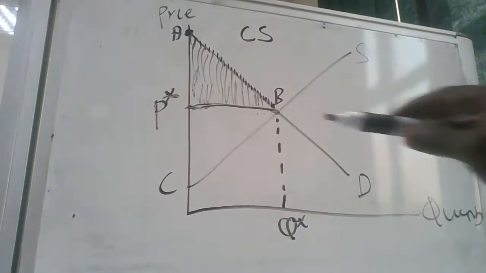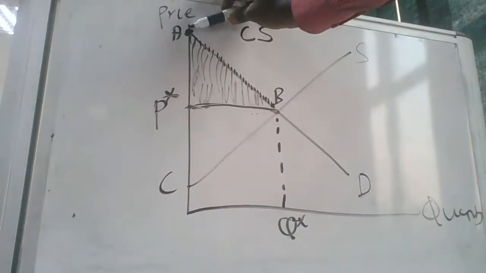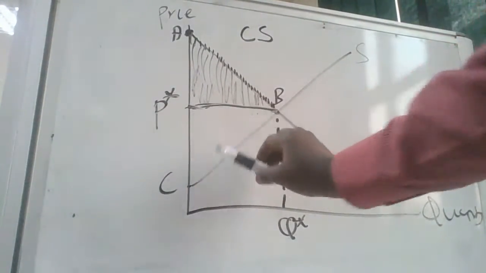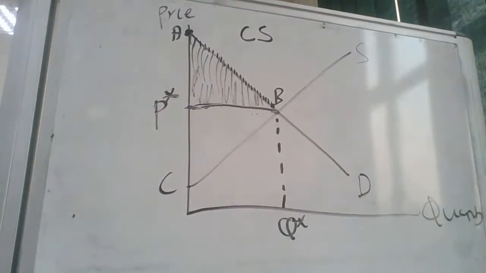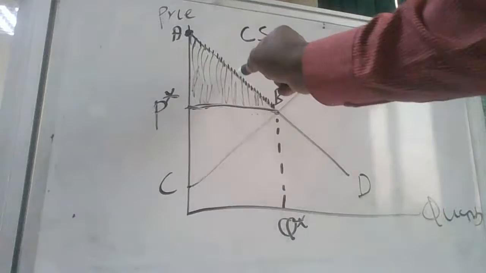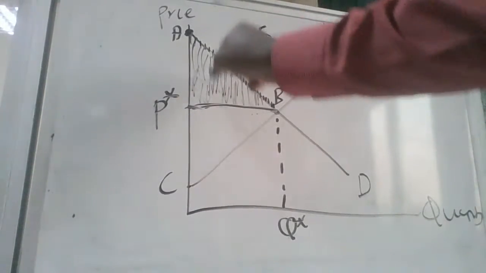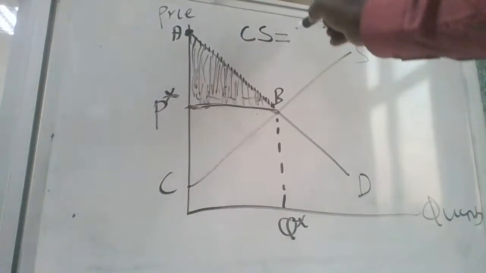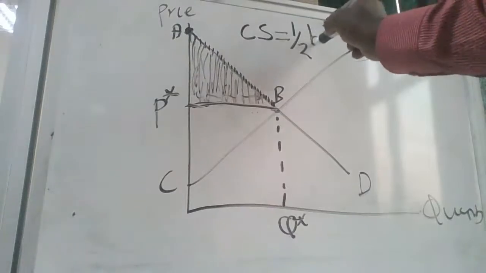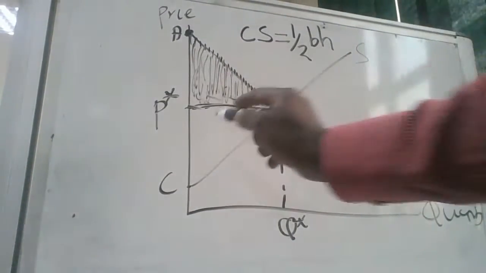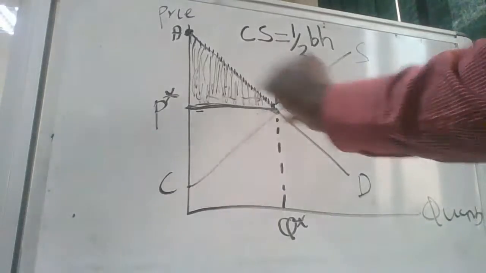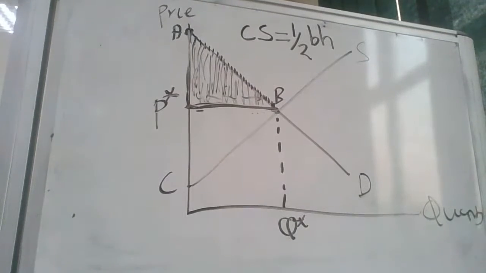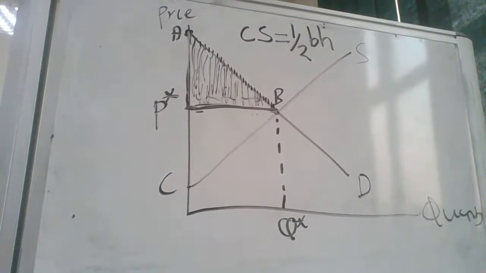So the difference between what consumers are willing to pay for a commodity, A, and what they actually pay, P star, gives them the consumer surplus. Therefore, consumer surplus is the area between the demand curve and the equilibrium price, this part here. To find that, we use the formula half base multiplied by height, where the base can be this part here and the height can be that part here.